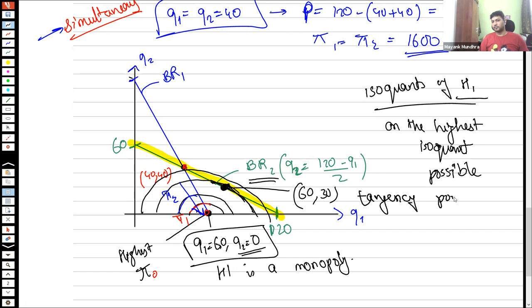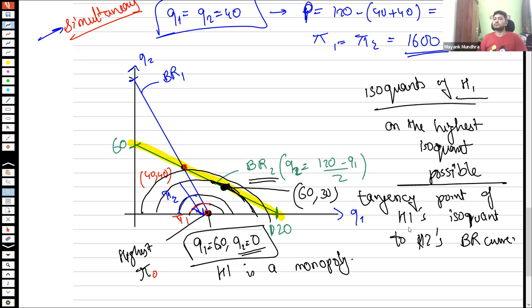of herder 1's isoquant to herder 2's best response curve. Because the tangency point gives the lowest possible equilibrium. Any isoquant below it will not have any intersection with the green line. He has to be on the green line.